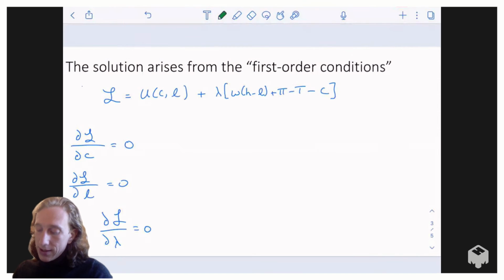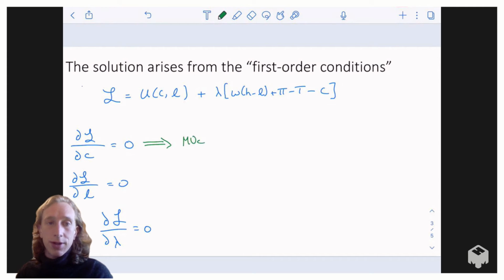So in our case, what are these conditions? This first one becomes, the derivative with respect to C is, well, first this term. The derivative of the first term with respect to C is the marginal utility of consumption, right? It's just the derivative of the utility function with respect to consumption. And then C also appears here in the constraint. So when I take the derivative of this second term with respect to C, what do I get? I would get negative lambda is equal to 0.